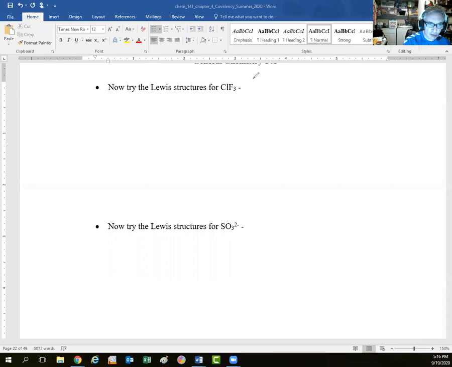So we do our electron count, of course. Chlorine, that would be 7 electrons because it's the 7th element in the 3rd row of the table. Fluorine also has 7 because it's the 7th element in the 2nd row of the table. And there's 3 of them. That gives us a grand total of 28. 28 electrons to make a molecule.